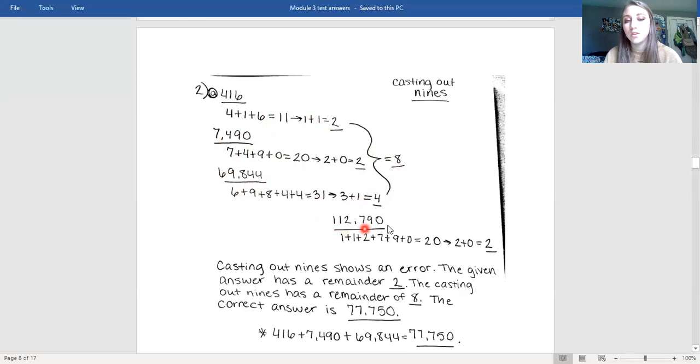Okay, so then you do the number that was given as the final answer. You add it up, it comes to 20. Well, 2 plus 0 equals 2. So that shows, because it's 8 and 2, they're not the same number, that casting out 9 shows an error. The given answer has a remainder of 2. The casting out 9 has a remainder of 8. The correct answer is 77,750, which is shown below.